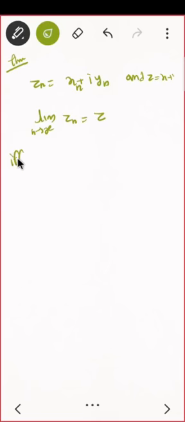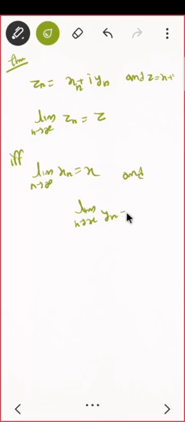Zn equal to say xn plus i yn, that is the coordinate sequence, and say z equal to x plus iy. Okay, so limit n tending to infinity Zn is equal to Z if and only if each of the coordinate functions converges to that. That means limit n tending to infinity xn must go to x, and limit n tending to infinity yn must converge to y.